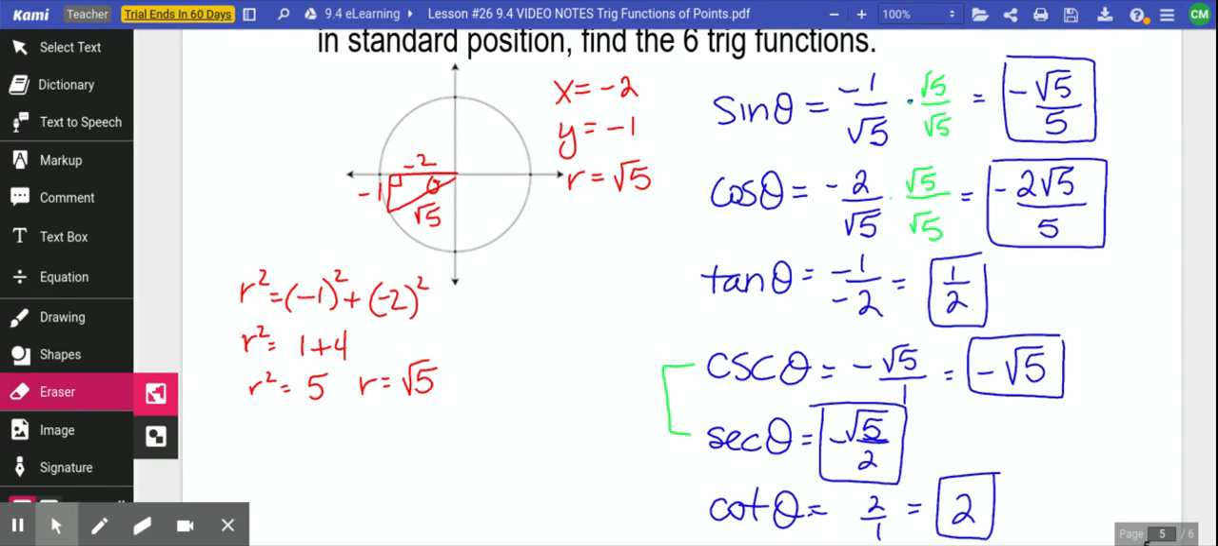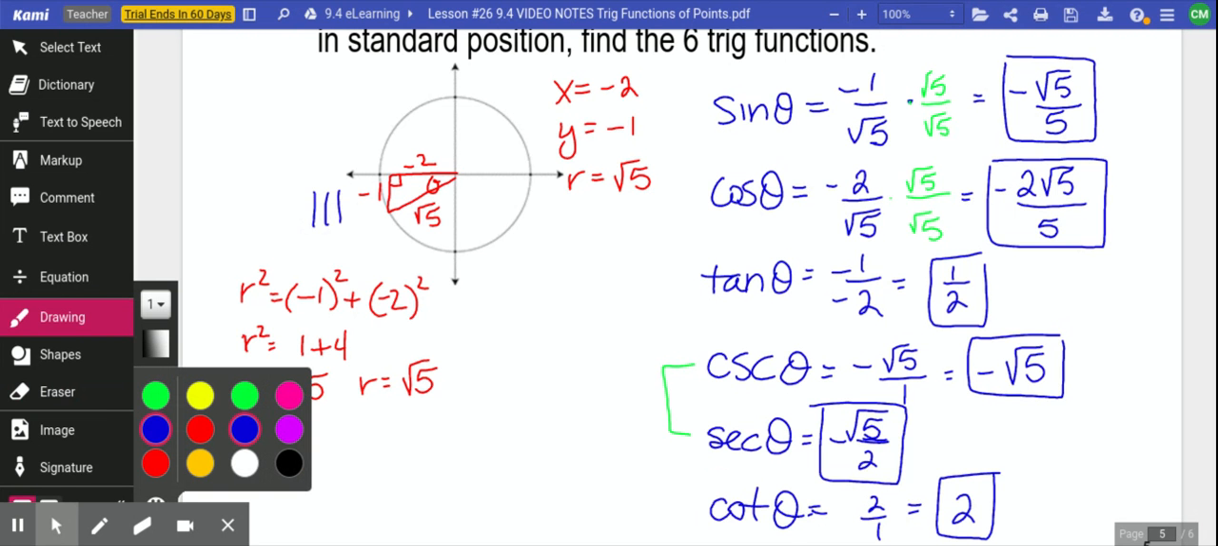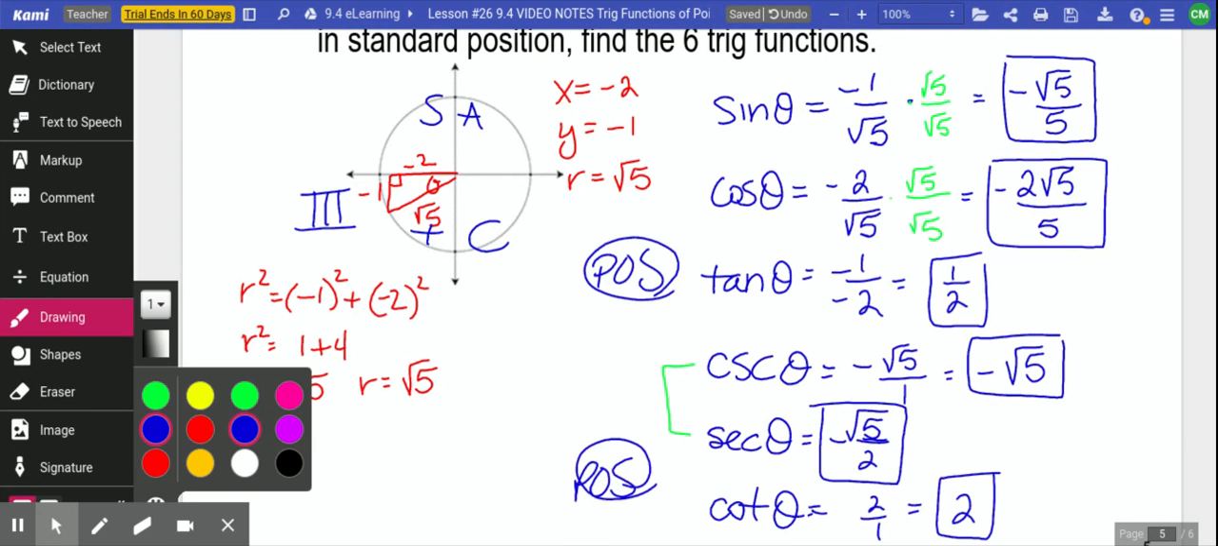So there you go. And then you can see we are in our third quadrant, which is all students take calculus, which means tangent is positive. And so tangent is positive and cotangent is positive and everything else is negative.